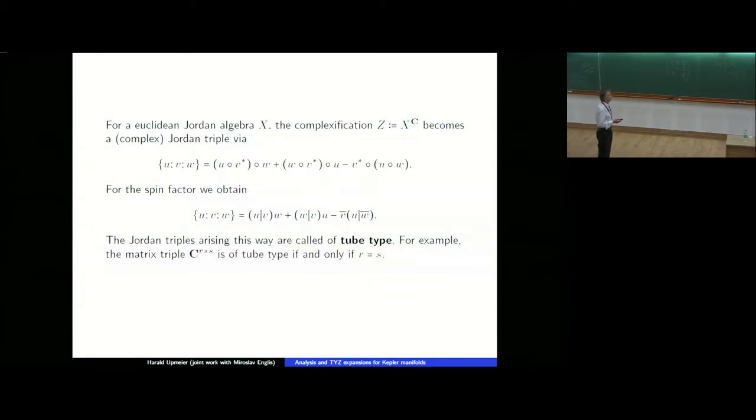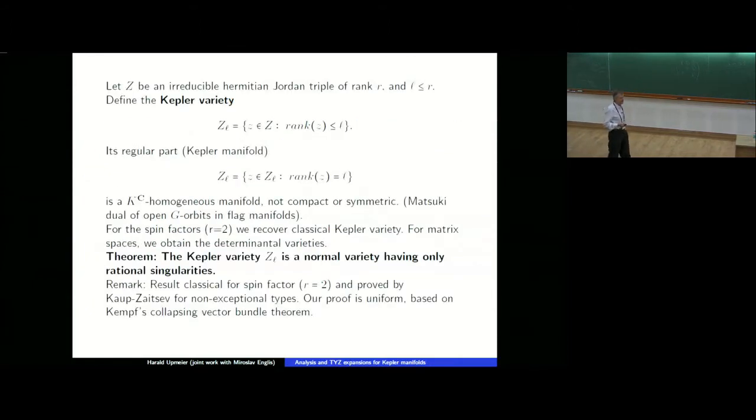What can we do with it? So now let's come back to the Kepler varieties. I gave you 2 examples of Kepler varieties, namely the light cone and the determinantal varieties.